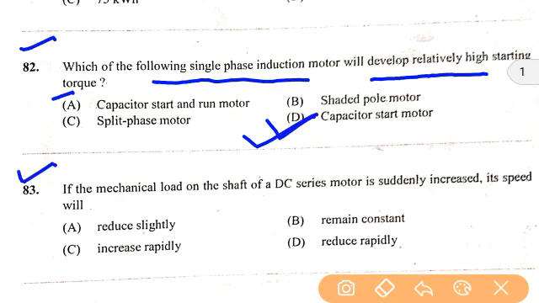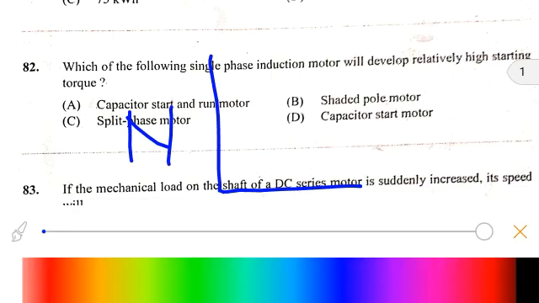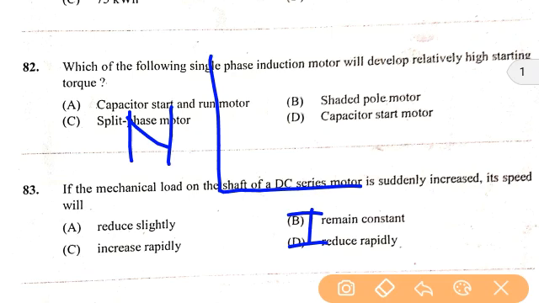In the next question, if the mechanical load on the shaft of a DC series motor is suddenly increased, its speed will reduce rapidly. For a series DC motor, the speed and load characteristics, this is load current and this is speed, look like this. That means whenever the load current increases, the speed decreases.